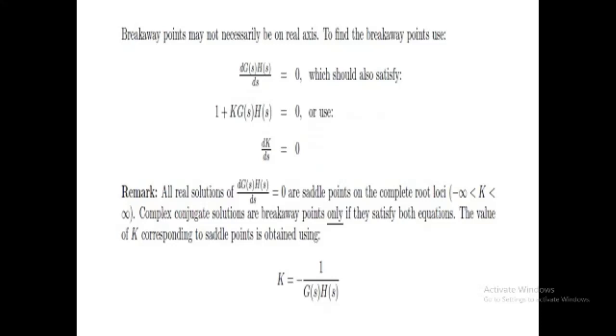We should note that all the real solutions of d/ds of G(s)H(s) equal to 0 are the saddle points on the complete root loci, that is, the value of k lies between minus infinity and plus infinity, and the complex conjugate solutions are breakaway points only if they satisfy both equations. The value of k corresponding to a saddle point is obtained using k equal to minus 1 upon G(s)H(s). Thank you.